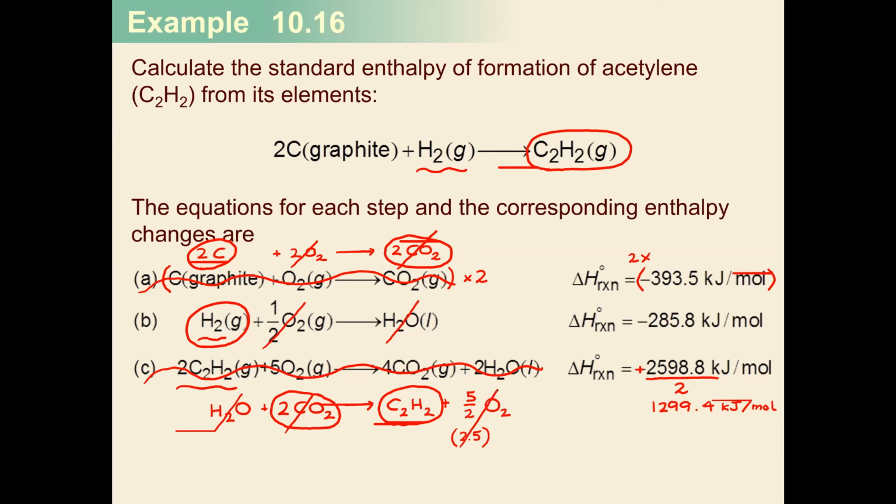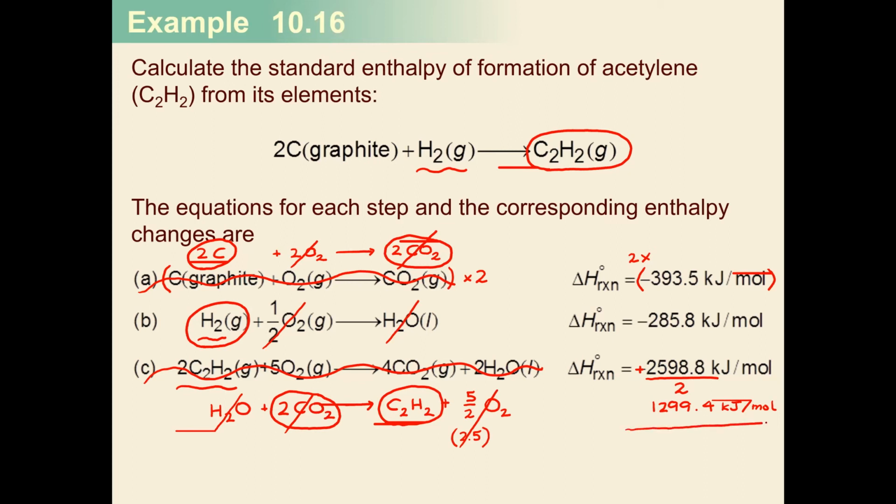If they are on opposite sides, you are going to subtract them. So now you will see that I have my carbon, my hydrogen, and my acetylene target. So now I am able to go and sum up my heats of reaction.